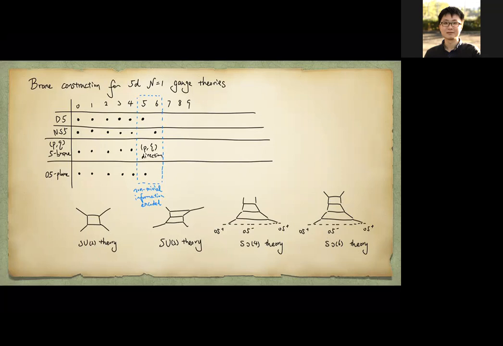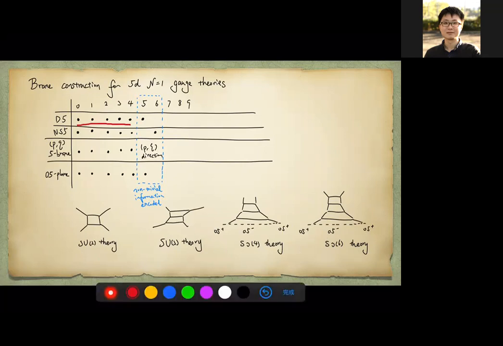So the direction of 5D theory is in this 0, 1, 2, 3, 4 direction, and we put the PQ5 brane in the PQ direction, parallel to the vector of PQ, and so we can see that all the non-trivial information of this construction is just encoded in this 5 and 6 direction.